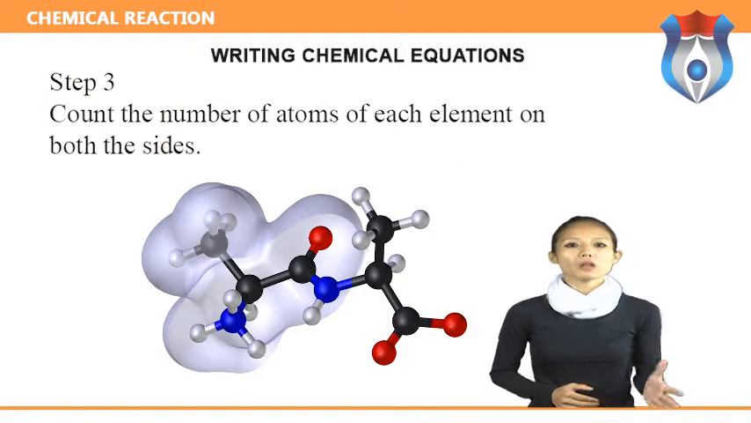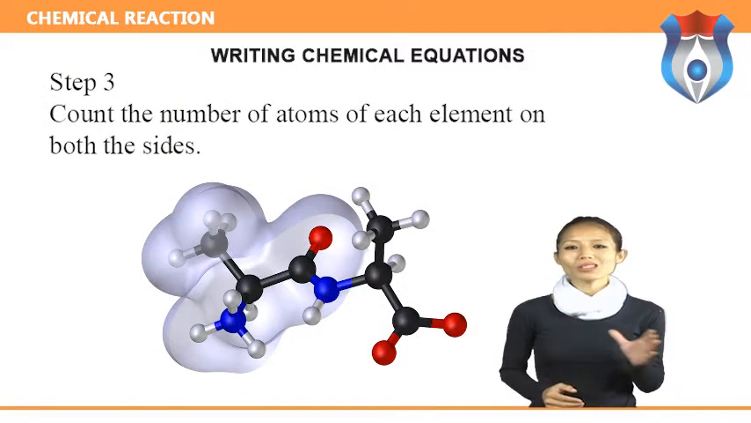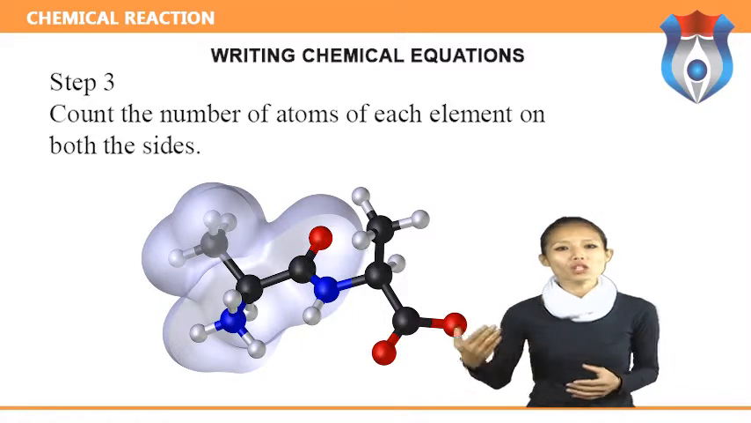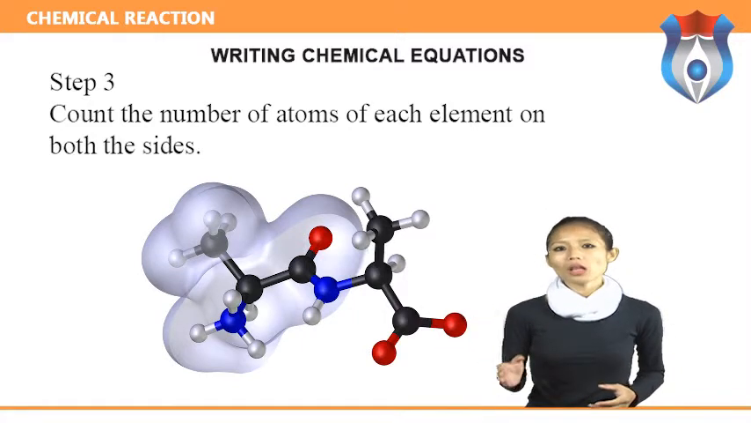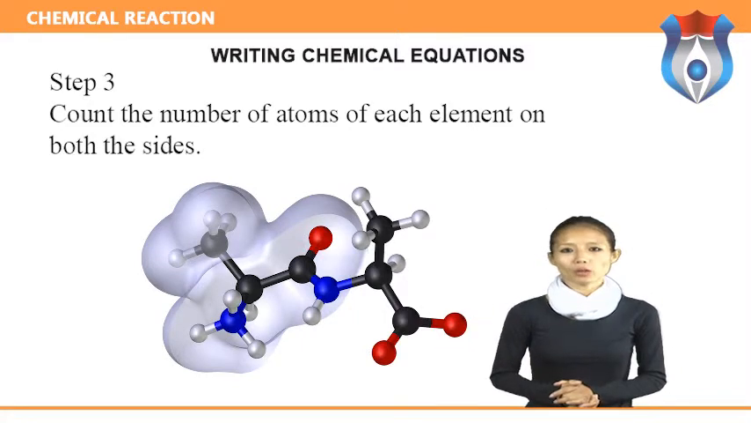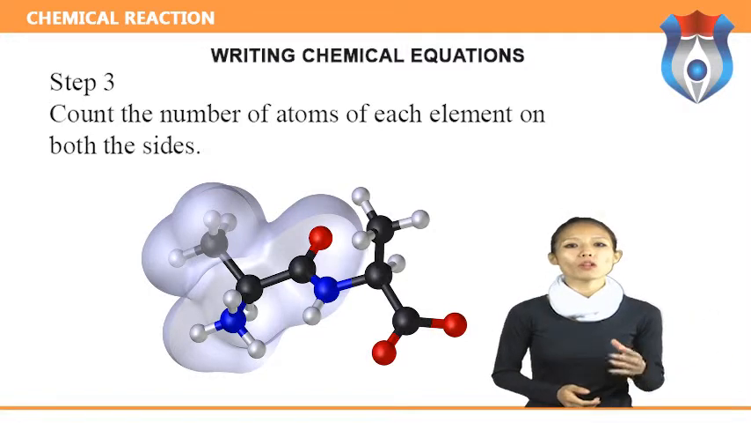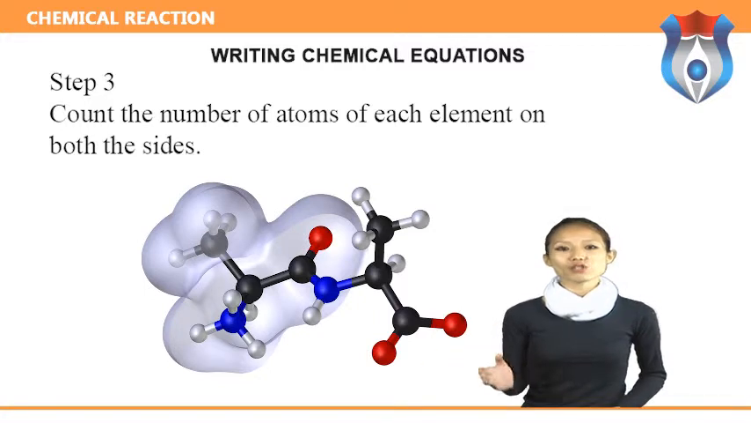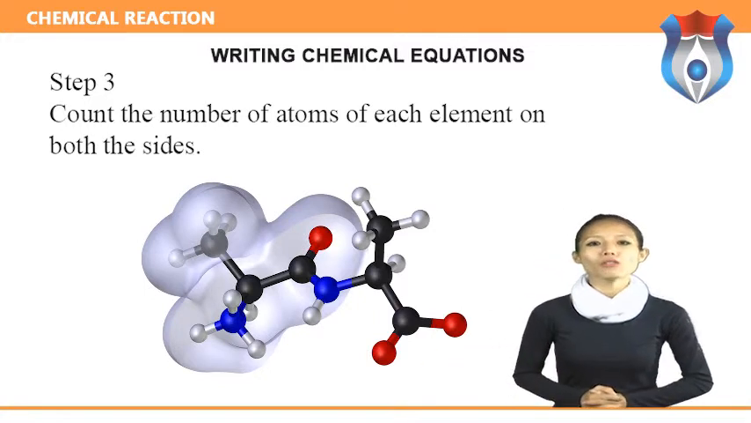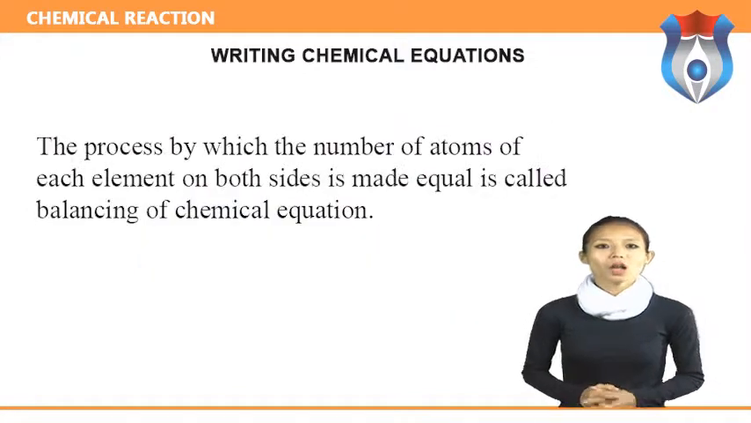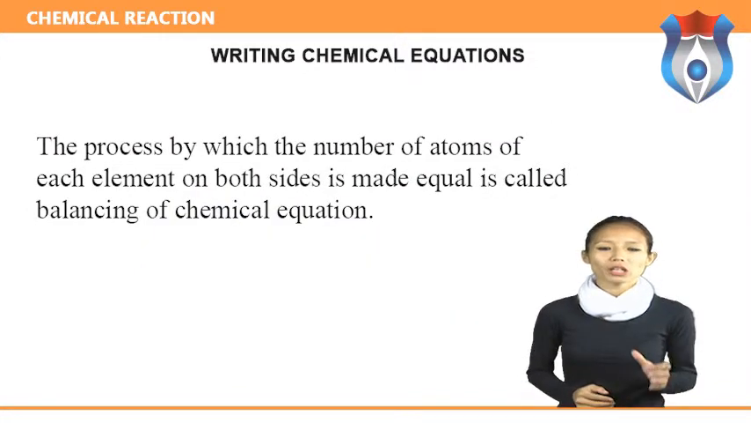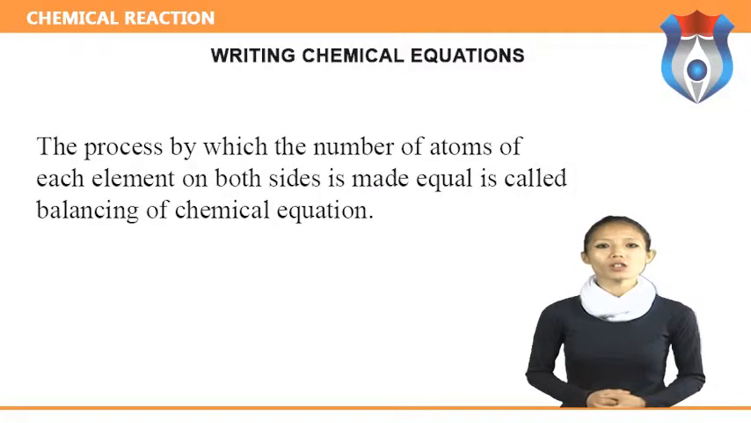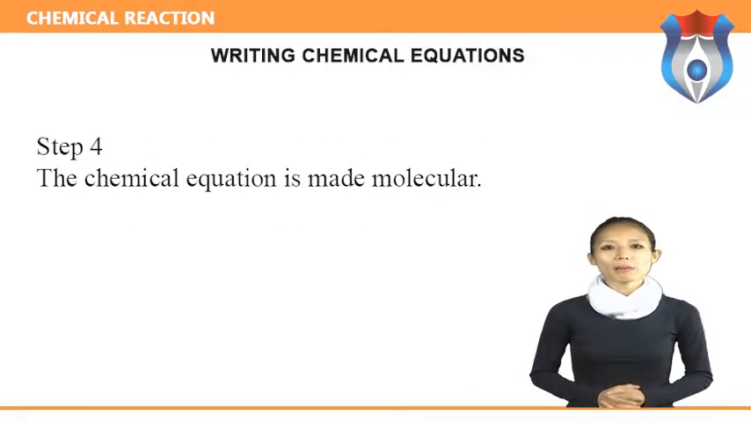Step 3: Count the number of atoms of each element on both sides. If the number of atoms of each element on both sides is equal, then the equation is called a balanced chemical equation. If the number of atoms of any one or more of the elements on both sides is not equal, then these are made equal by adjusting the coefficients before the symbols and formulas of the reactants and products. The process by which the number of atoms of each element on both sides is made equal is called balancing of chemical equation. Step 4: In the end, the chemical equation is made molecular if required.